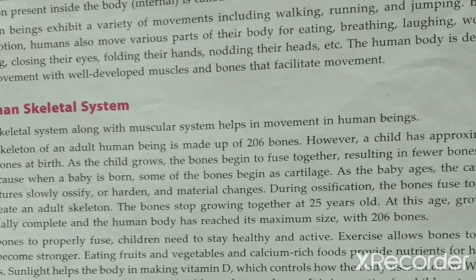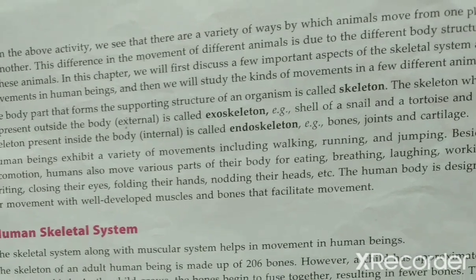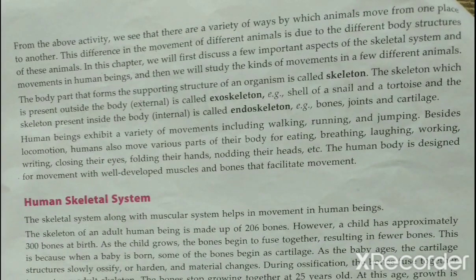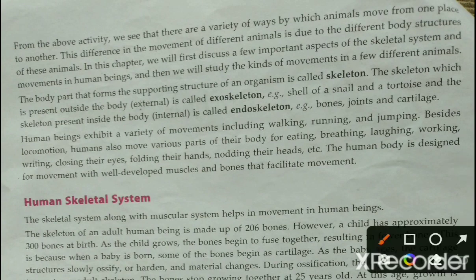Okay, so coming to the skeletal system. As I said, the movement of a part of the body or the whole body happens with the help of our skeletal system. Before entering into the skeletal system, you should know there are two types of skeletal system, exoskeleton and endoskeleton. What is exoskeleton? Exo means out, that is outside, like exit. So it is the presence of the skeleton on the outside of the body.